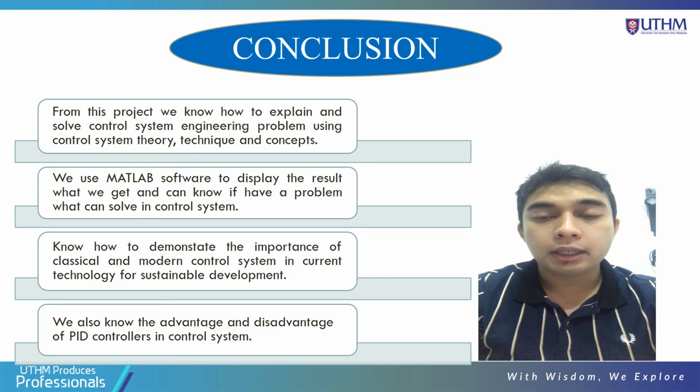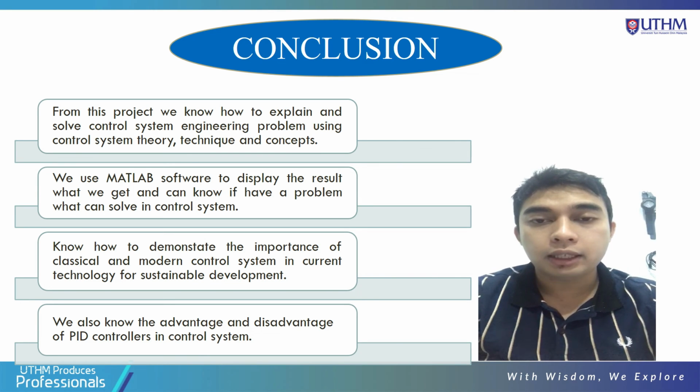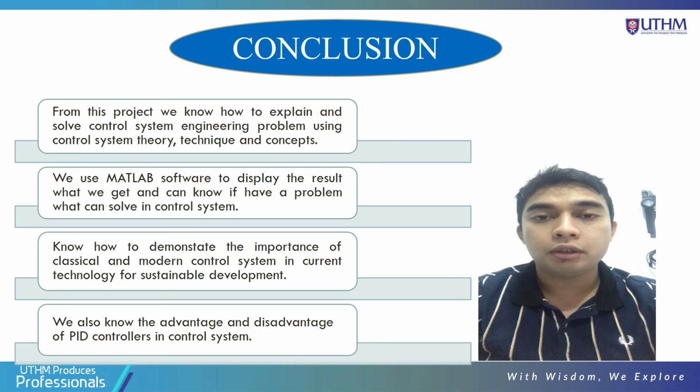Assalamualaikum and hi, my name is Wan Muhammad Aslam bin Asri, and my matric number is CE190007, and I am from group 8.